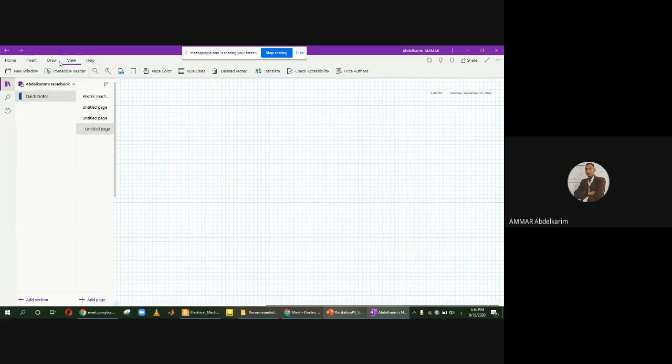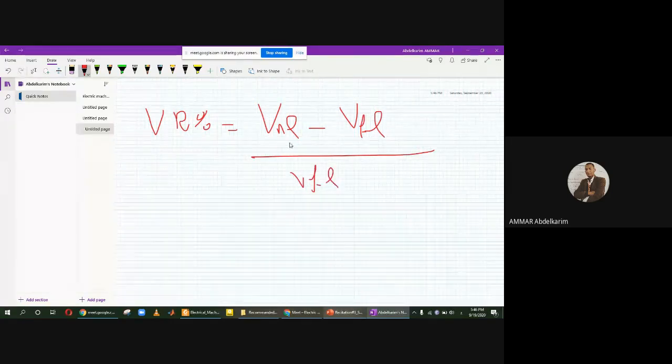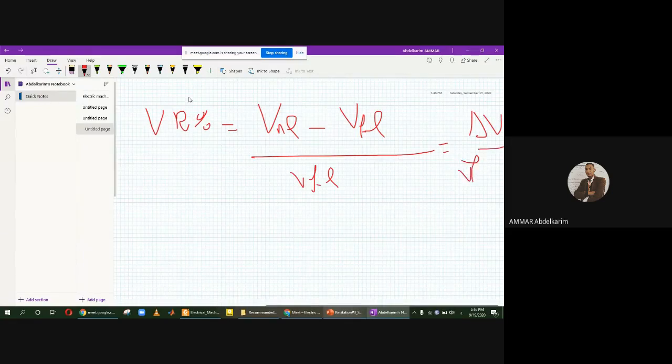Okay. We have seen that the voltage drop equals to what? The voltage regulation percentage equals the voltage in no load state minus the voltage in full load state, over the voltage in full load state. The voltage of the no load state minus the voltage in full load state equals the voltage drop, delta V. So it equals delta V over the voltage in full load state.